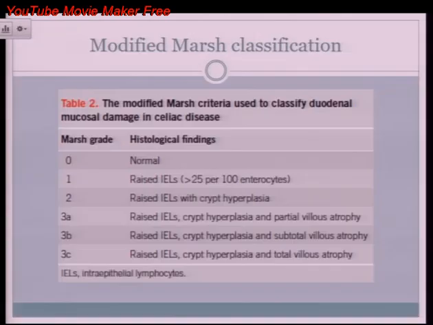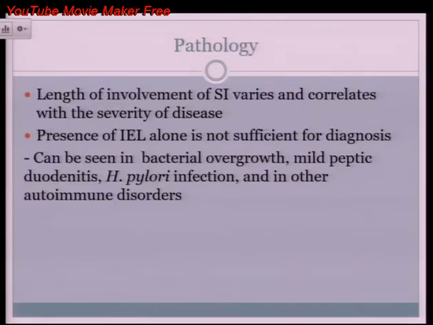And this is again the same thing in a table format. So the length of involvement of the small intestine varies in celiac disease. It usually starts in the proximal small bowel, and as the disease gets more severe, it becomes more extensive. So celiac always starts in the duodenum and then progresses to jejunum and ileum.